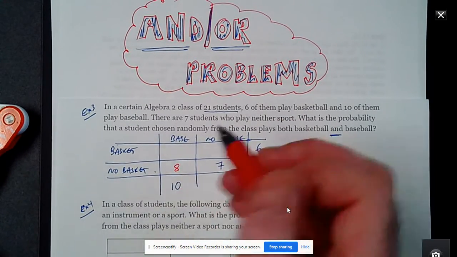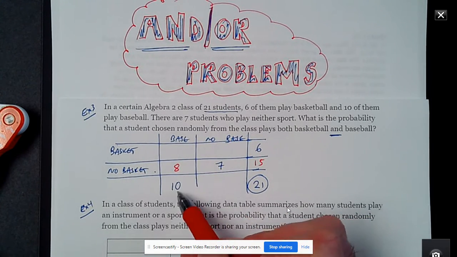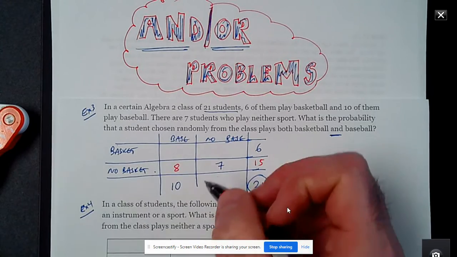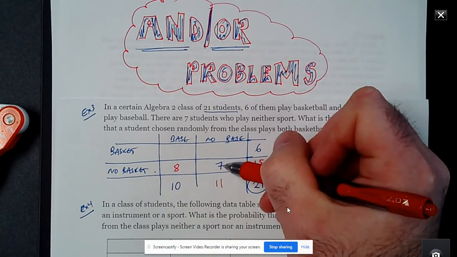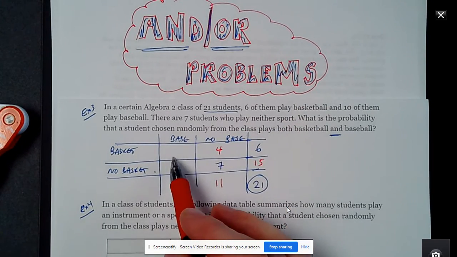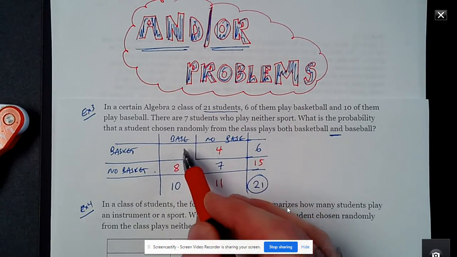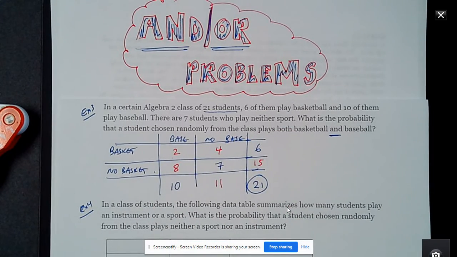So now it's just a question of trying to fill in this table. It's kind of like a Sudoku puzzle. 10 plus what number has to equal 21? Well, that would be 11. What number plus 7 will give you 11? Well, that would be 4. And then what number plus 4 will give you 6, or what number plus 8 will give you 10? Either way you look at it, you're going to get 2.